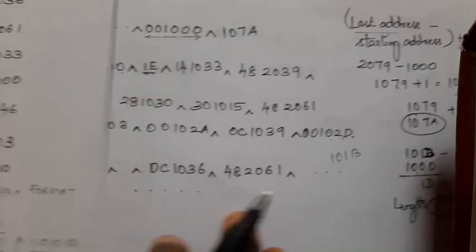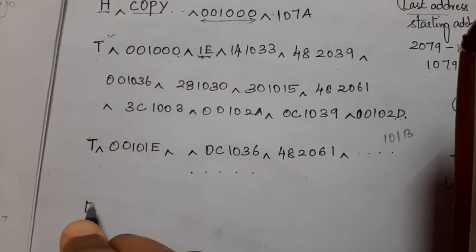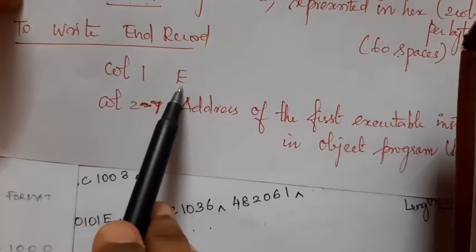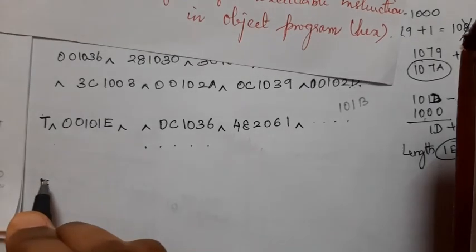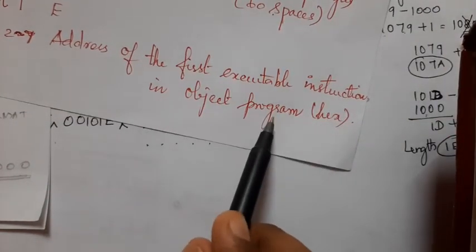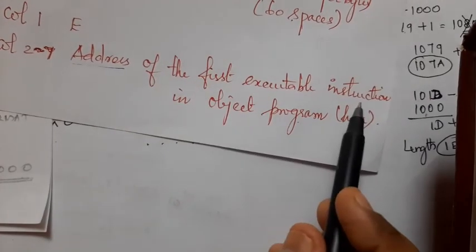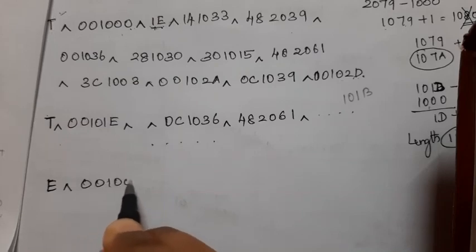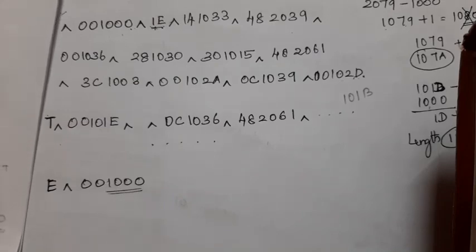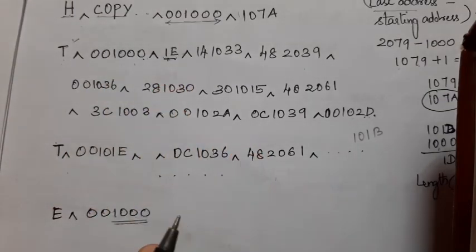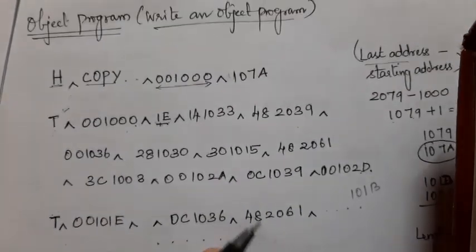So when the program ends, finally what do we write? We write the end record. To write an end record, what do we have to do? Column 1 specifies the E. It means that it is the end of the program. Columns 2 to 7, address of the first executable instruction in the program. So what is the address of the first executable instruction? 00100. So that is the address of the starting program. So this is how we will be writing the header record, text record and end record. Overall we will be calling this an object program.